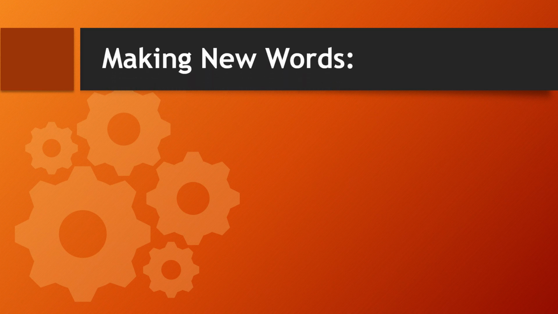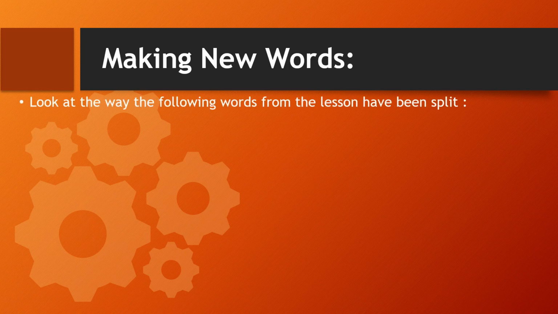Now children, let us go ahead and see the next part of vocabulary. It says making new words. Look at the way the following words from the lesson have been split. The first one is invention, which says invent, I-N-V-E-N-T plus I-O-N, which makes it invention. Hardship, that is H-A-R-D plus S-H-I-P, that makes it hardship.